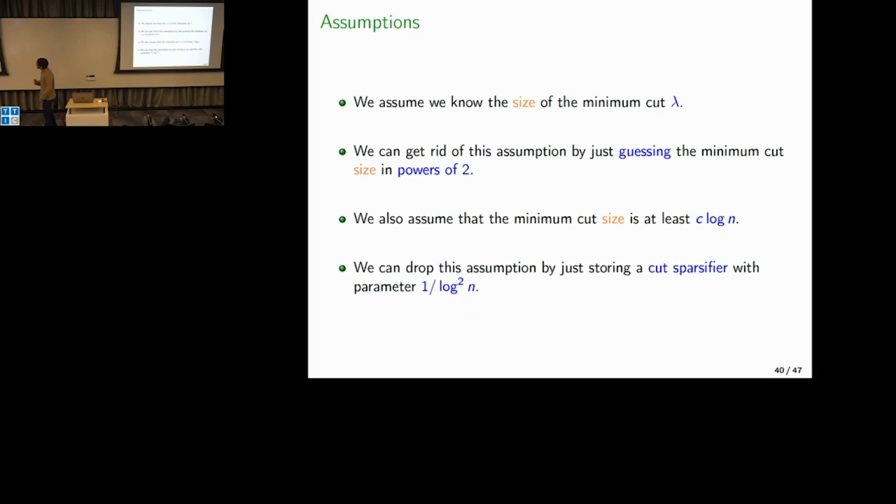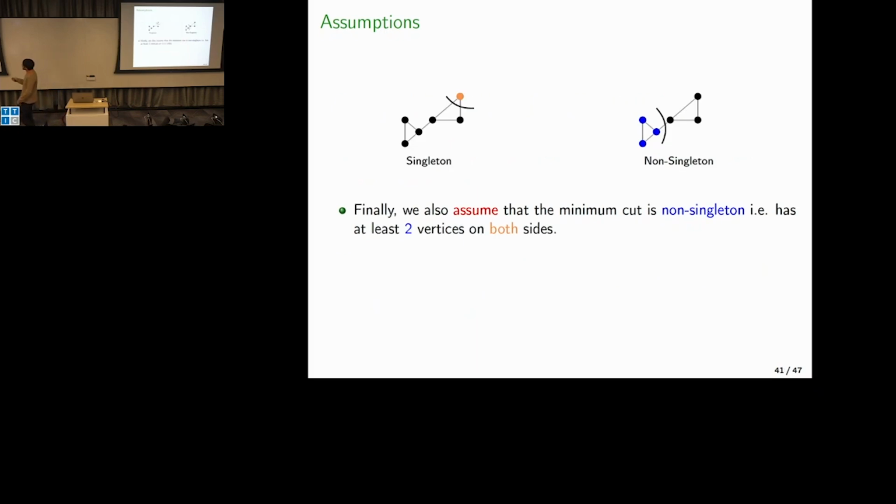Okay. Finally, we're assuming that the minimum cut is a non-singleton cut. What does this mean? A singleton cut is just a cut where there's just one vertex on one side, and the value of the cut is the degree. And for a non-singleton cut, there is more than one vertex on each side.